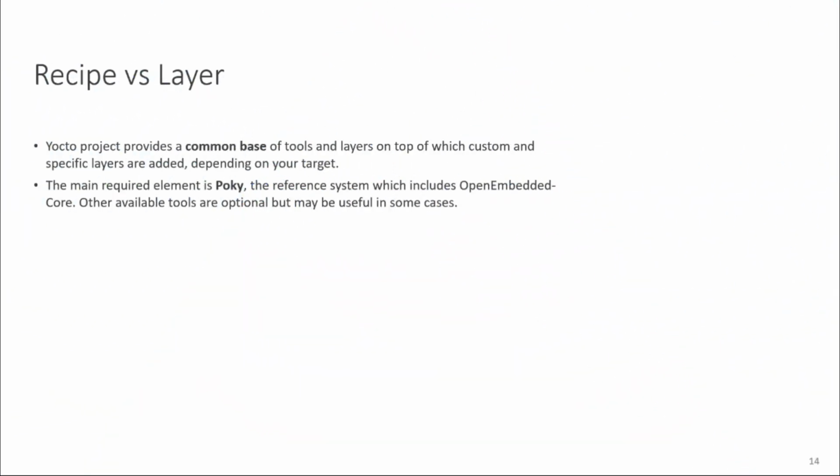So the Yocto project provides a common base of tools and layers, on top of which custom and specific layers are added depending on your target, on your needs, what you want to do. The main required element is Poky, the reference system which includes Open Embedded Core. You can add other tools, but those are optional and can be useful in some cases. But Poky is a must, and then you can add other tools there.